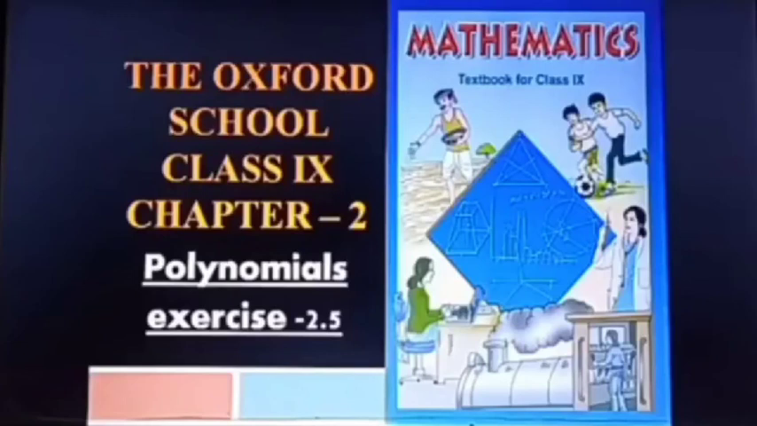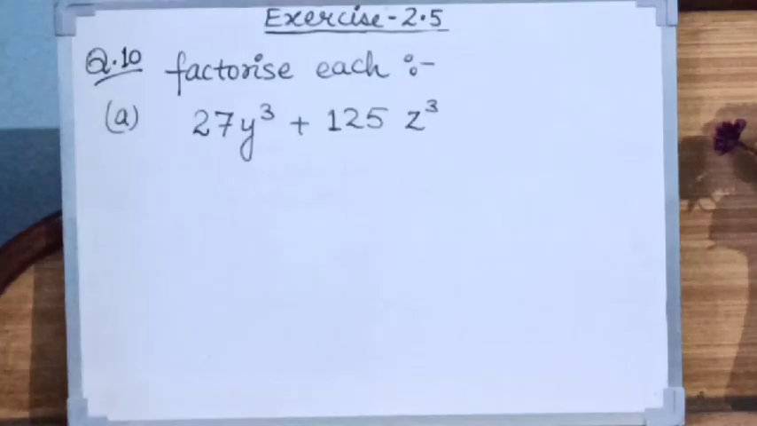Good morning students. Today we are going to continue our exercise 2.5 of chapter 2 polynomials. Students, this is our question number 10. Factorize each of the following, and the question comprises two parts. Part A is 27y cube plus 125z cube.